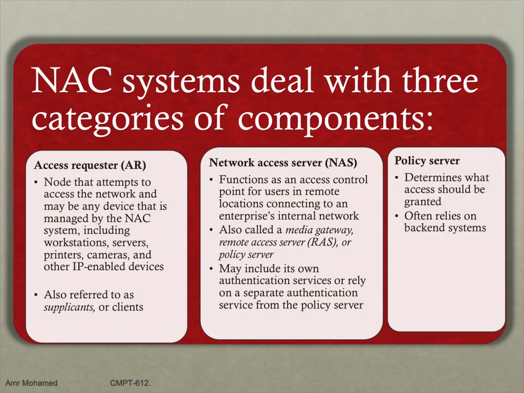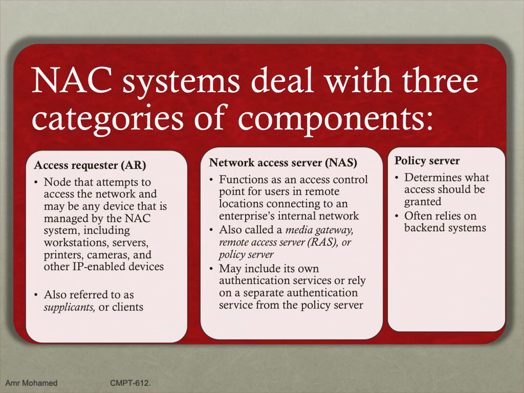The terminology which is very commonly used here is that you have the access requester, and the access requester here is the device or the node or the user sometimes that wants to have access to the network. Also sometimes referred to as a supplicant. So if we hear the word access requester or supplicant, they both refer to the same thing, whether it's the device that wants to get connected to the network, or the node, or the user. And there is the network access server.